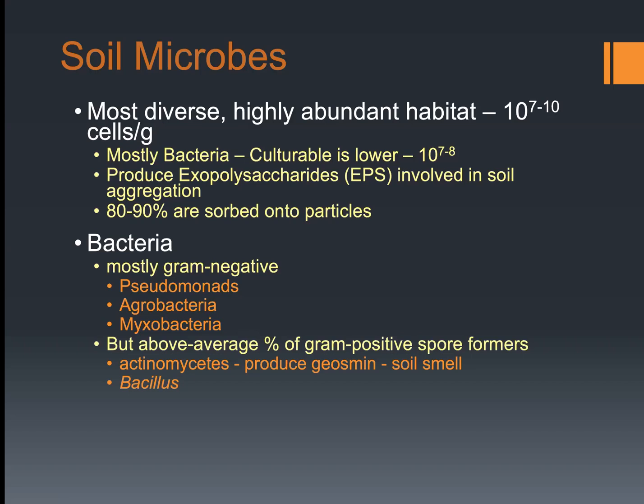Okay, remember we talked about the gram stain being one way we can taxonomically classify our bacteria. However, soils have a larger fraction of gram positives than other habitats like aquatic ones, though they're still a minority. There are a lot of gram-positive spore formers like Bacillus, which is sort of the classical spore former, or actinomycetes. And actinomycetes play a huge role.